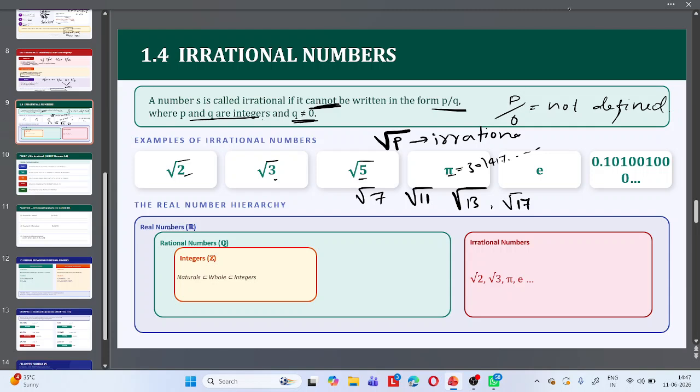Here the real numbers consist of rational and irrational numbers. Irrational numbers are these, and in rational numbers we may see integers. In integers, natural numbers are a subset of whole numbers, which are a subset of integers. This is about the number system.